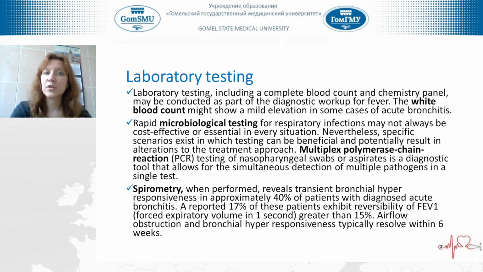Multiplex polymerase chain reaction testing of nasopharyngeal swabs or aspirates is a diagnostic tool that allows for the simultaneous detection of multiple pathogens in a single test. Spirometry, when performed, reveals transient bronchial hyperresponsiveness in approximately 40% of patients with acute bronchitis. A reported 70% of these patients exhibit FEV1 greater than 50%. Airflow obstruction and bronchial hyperresponsiveness typically resolve within 6 weeks.